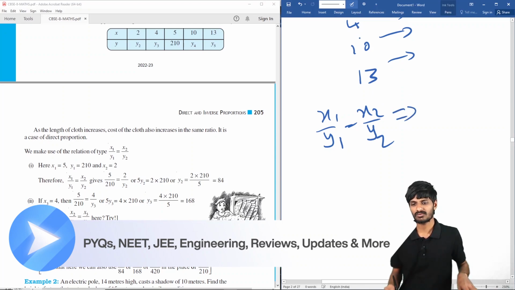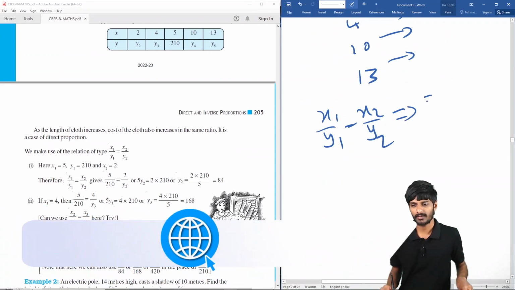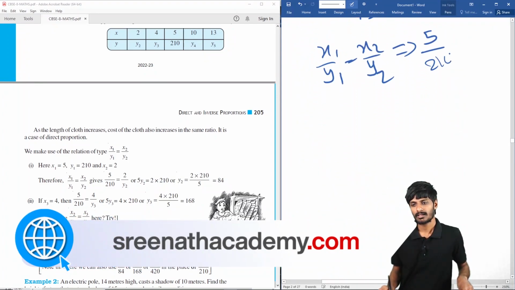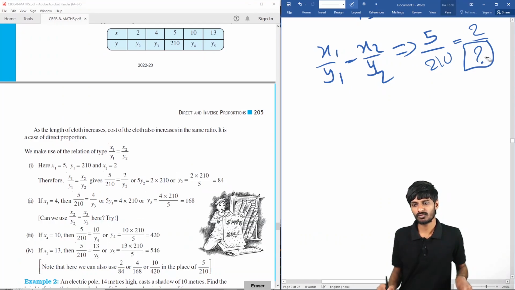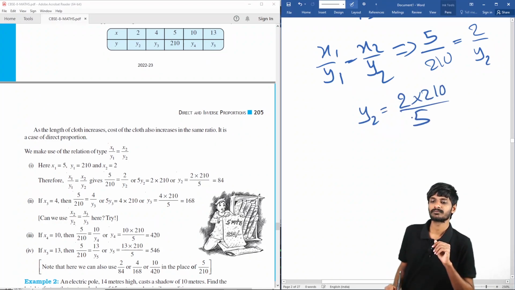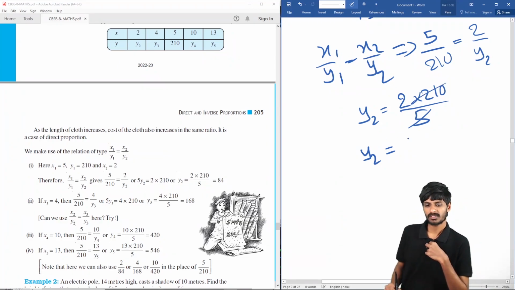So x1 is 5 meters, y1 is 210. Then it is equal to 2 divided by a question mark, and we have to find this value, which we can write as y2. From this, y2 is 2 into 210 by 5. Then y2 is how much? We have to calculate this, so it becomes 84.